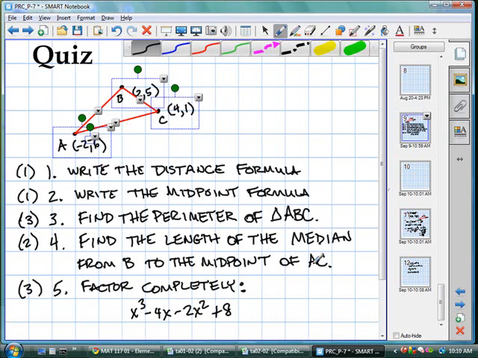The number 4 was a 2-pointer because you had to find a midpoint, and then you had to do a distance. Number 5 was a 3-pointer because you had to do a 2-step factoring job, and then you had to factor it again. So it was like a 3-step problem. Okay. Well, anyway, we got one quiz.